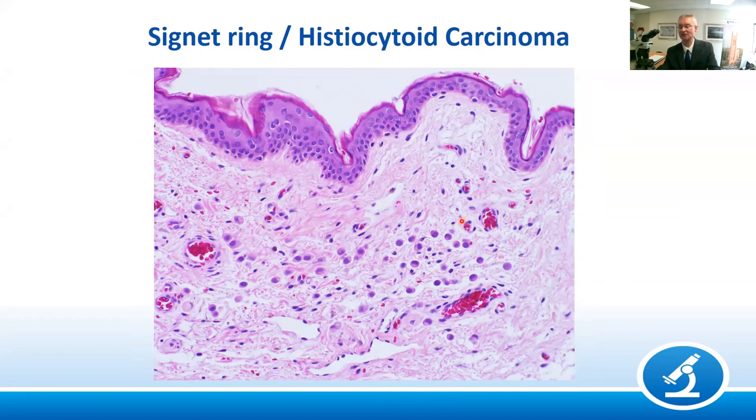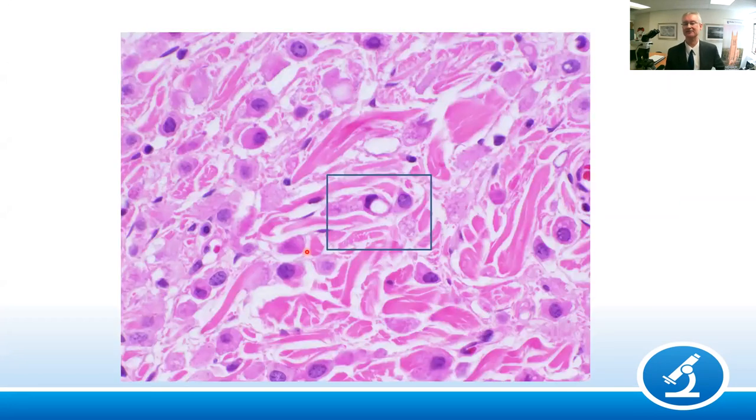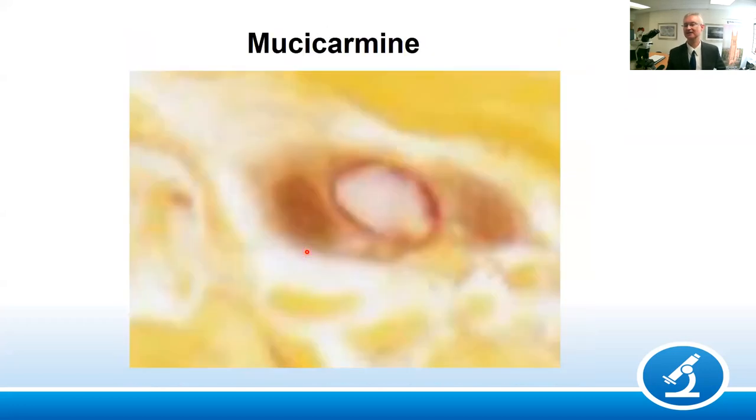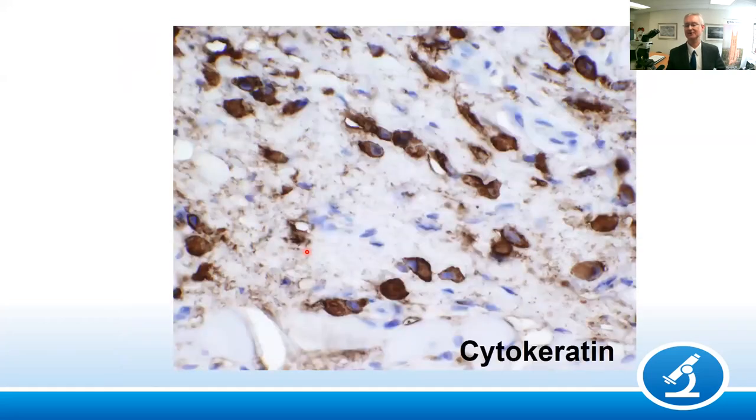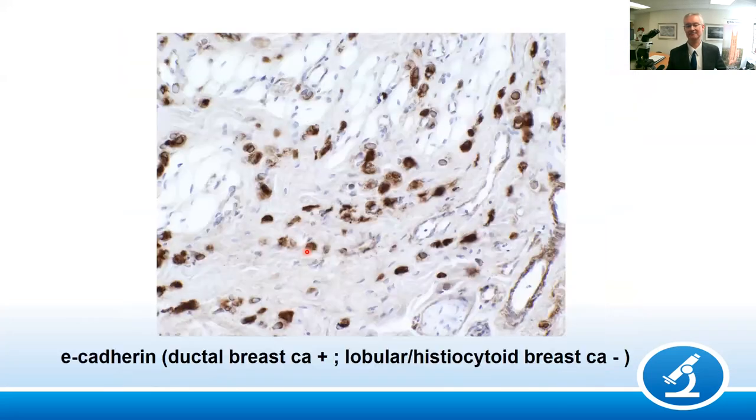You can't just ignore them and say, well, they're probably mast cells or some other inflammatory cell. Be careful, they may be the diagnostic cells. Here's a signet ring. Here's mucicarmine to prove they're mucin-producing cells. They stain with cytokeratin, EMA, and E-cadherin, okay?